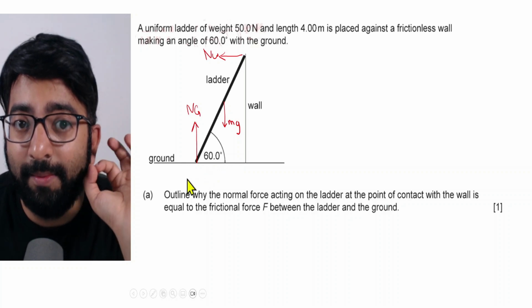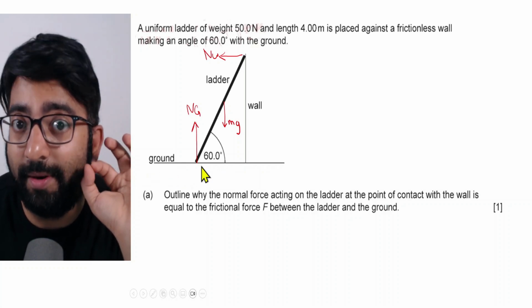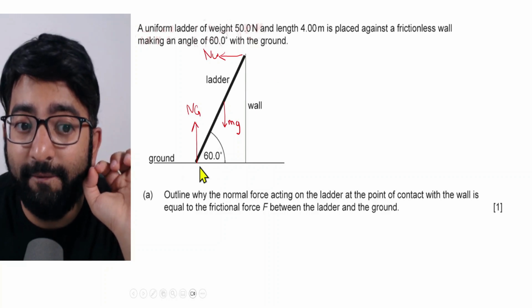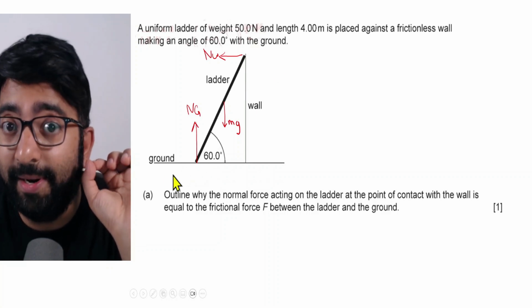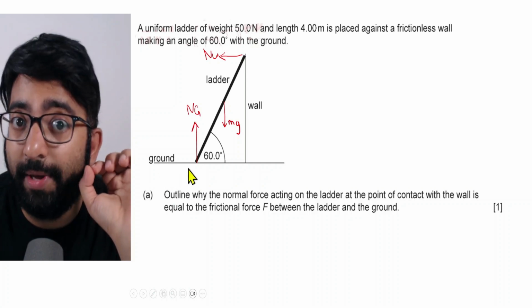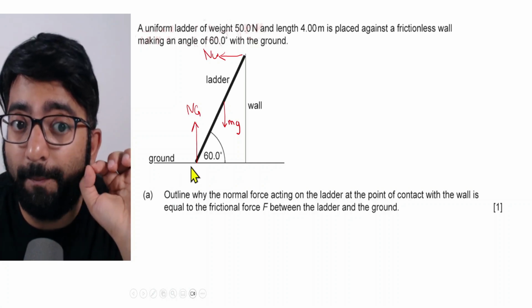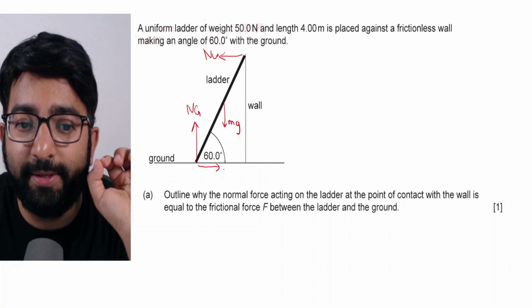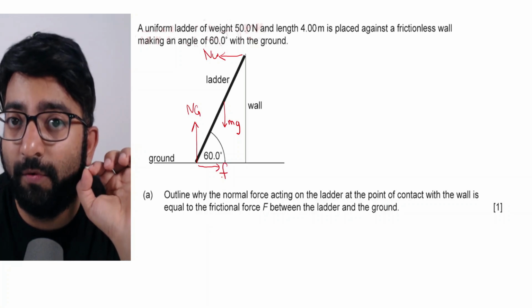And why right hand side? Because imagine a situation if the ground were frictionless. If the ground were frictionless, then the ladder would have a tendency to move towards the left hand side. But since the ground has friction, that friction is going to oppose the leftward movement of the ladder, which means the direction of friction needs to be towards the right hand side. This will be F, the frictional force.